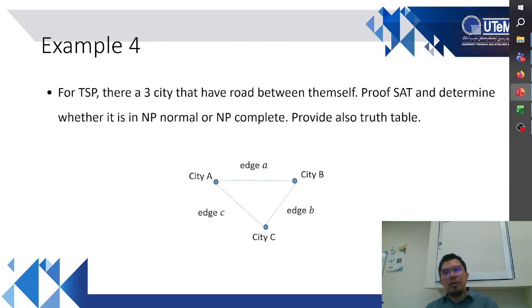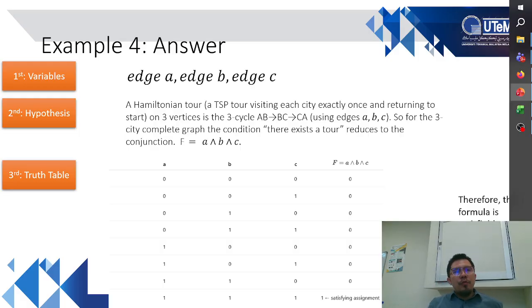Okay, so let's say we have 3 cities, for example city A, city B, city C, and the routes are HA, HB, and HC. So here we need to know whether this one is NP or NP-complete. Okay, so first is the variables. What are the variables involved in this expression? HA, HB, and HC. And then the hypothesis. The hypothesis is a Hamiltonian tour, a TSP tour visit. The salesman needs to visit city A, city B, and city C.